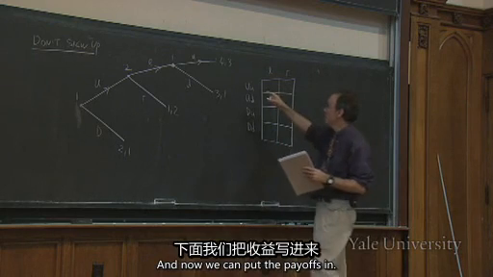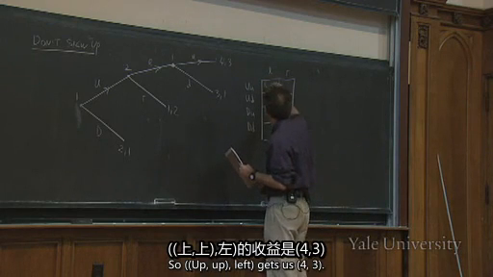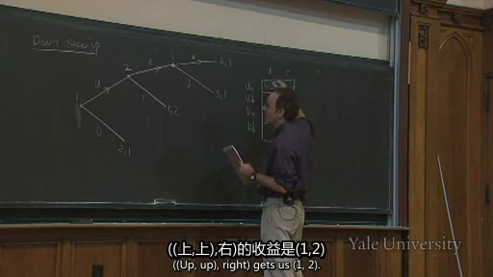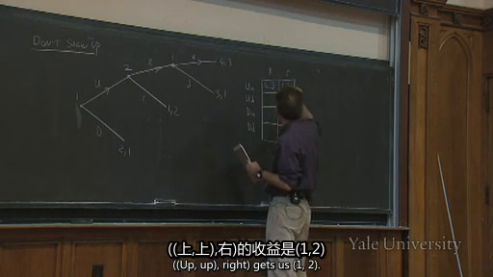And now we can put the payoffs in. So up, up, left gets us 4, 3. Up, up, right gets us 1, 2.